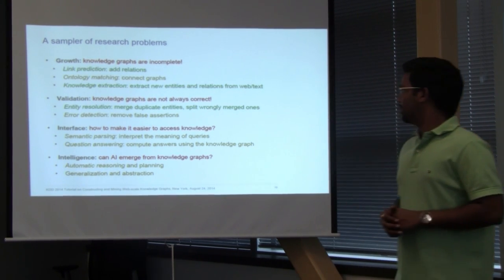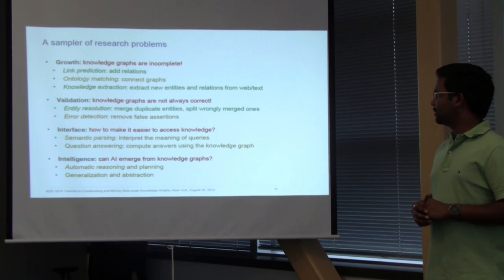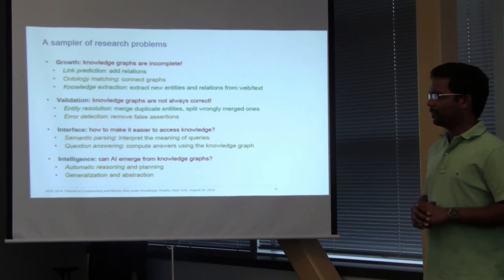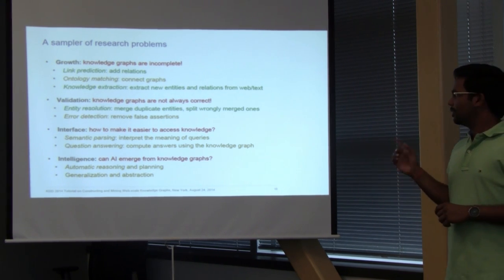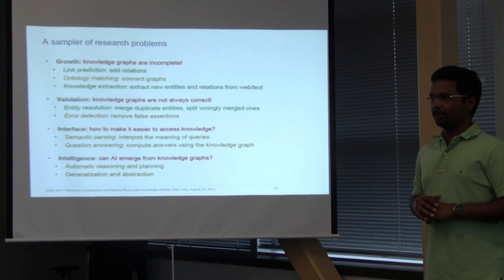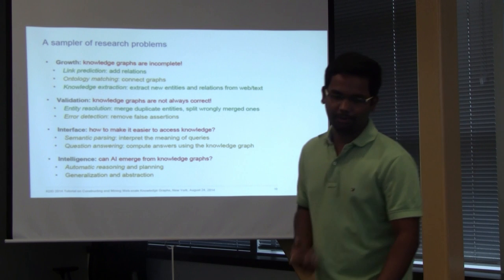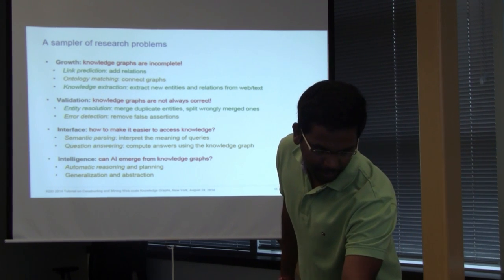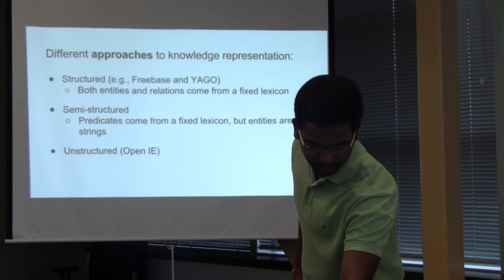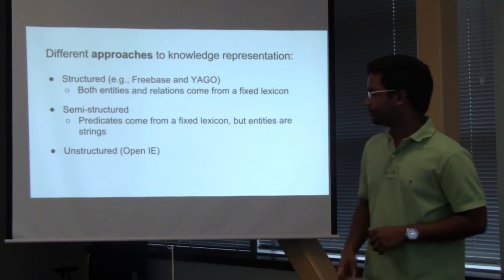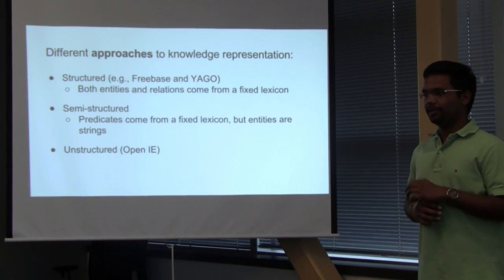So in today's discussion, I will talk about challenges like link prediction, that is, adding relationships in knowledge graphs, and how we extract entities and relationships from web objects, and how we resolve the entities, like if there are multiple entities with similar names, how do we point to a particular entity? And when we are creating the knowledge graph, how do we structure it?